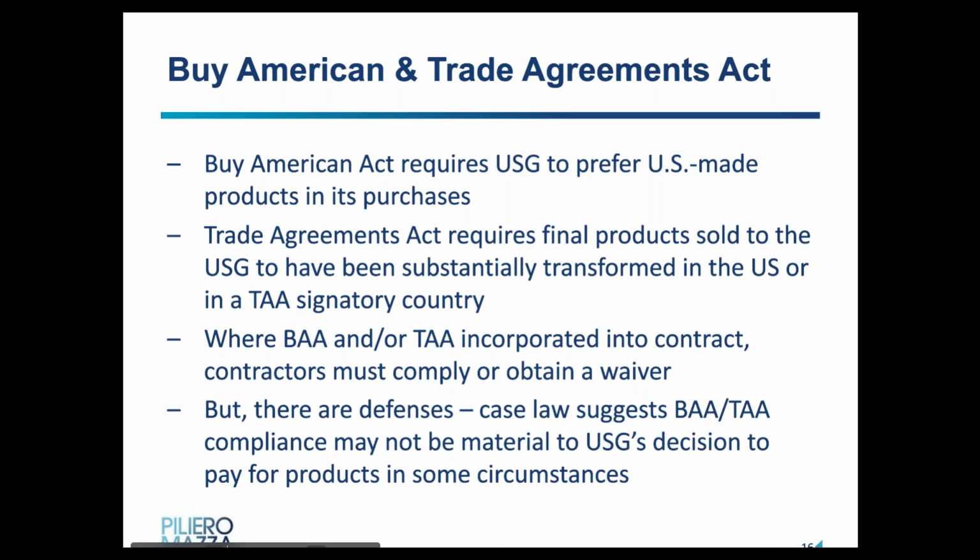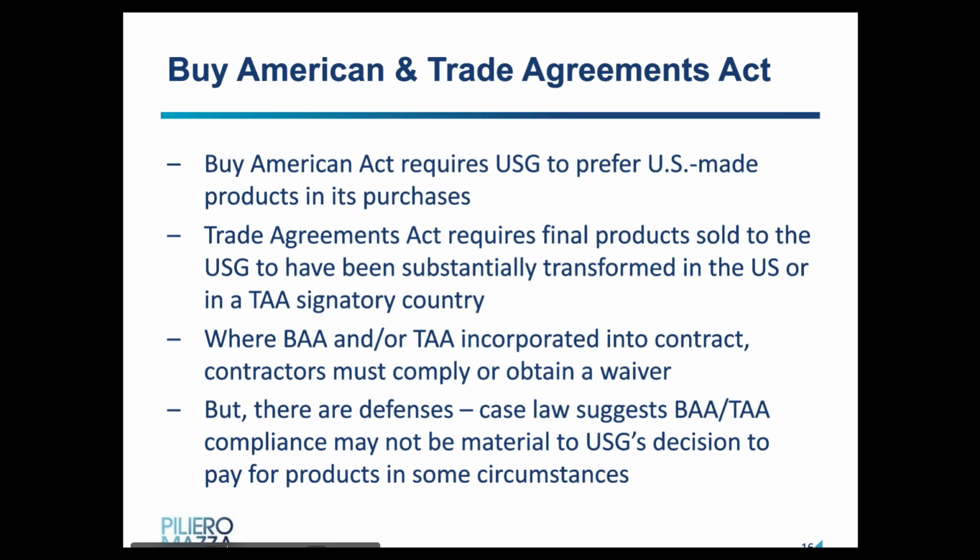So it's very easy for contractors to get caught up and not recognize that they're making these misrepresentations just by omitting to say anything. With BAA and TAA, because of the way that the representations work, even where you don't affirmatively say anything, you can get caught up in FCA liability.